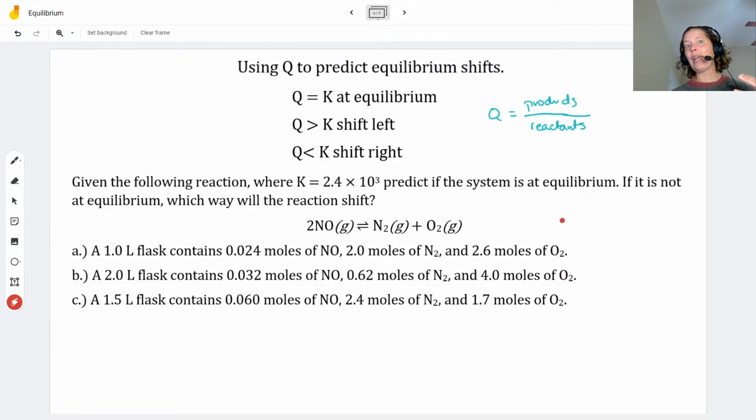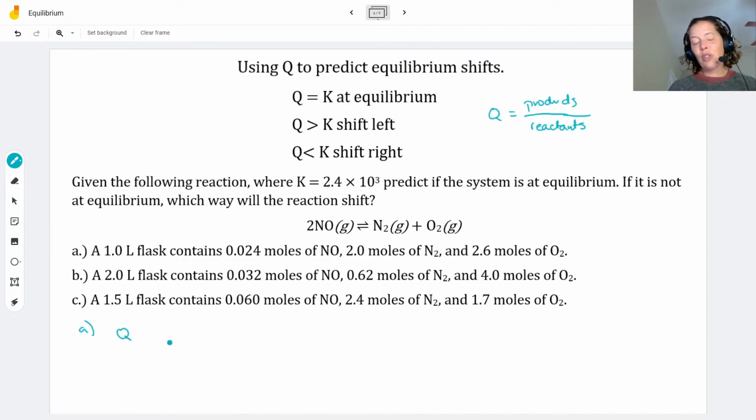So Q is like a test. You're running a test to see if you're at equilibrium, and if you're not at equilibrium, then which way are you going to shift to get to equilibrium? All right, so let's first write Q for this reaction. So I'm doing part A first.